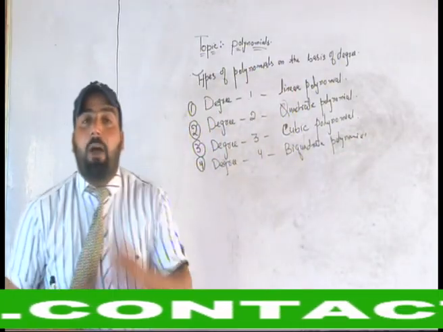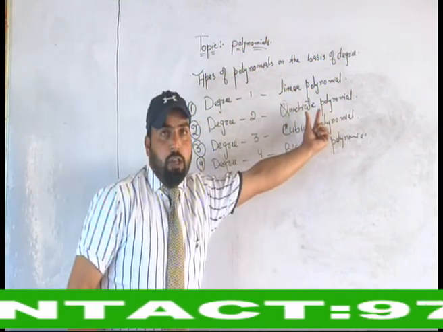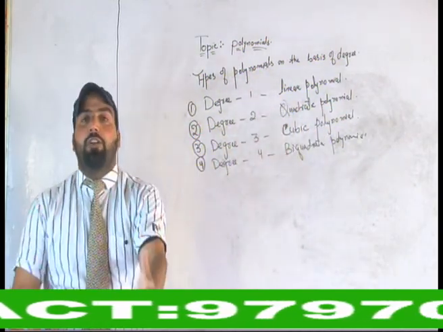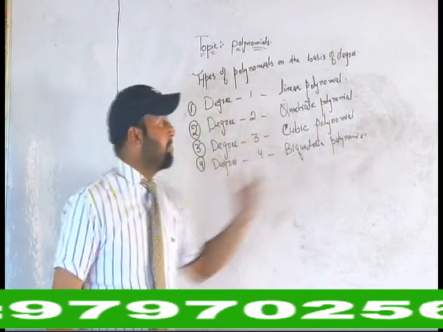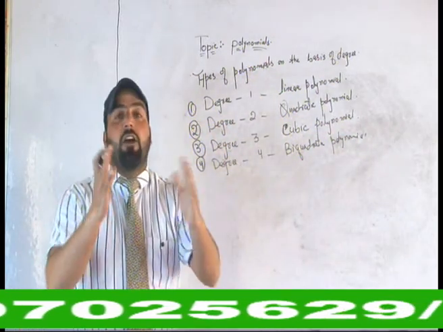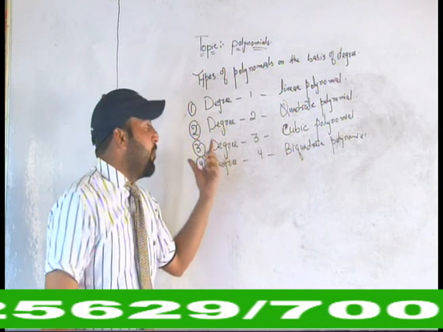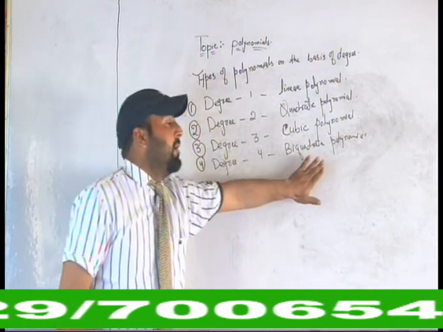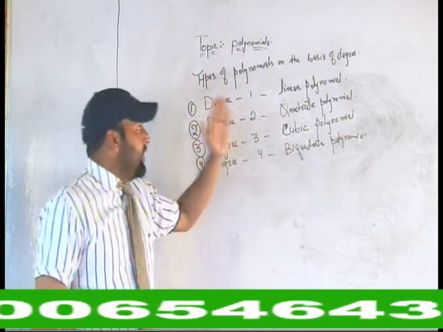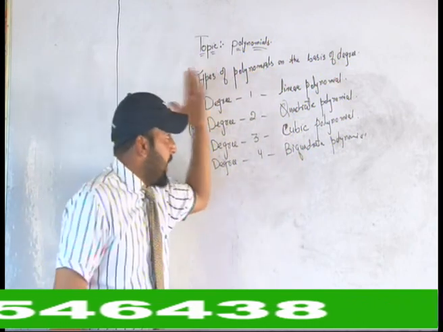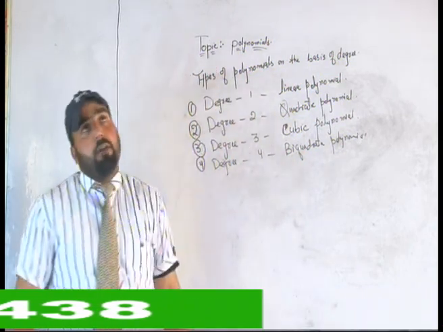So the polynomial of degree 1 is called a linear polynomial. The polynomial of degree 2 is called a quadratic polynomial. The polynomial of degree 3 is called a cubic polynomial. And the polynomial of degree 4 is called a biquadratic polynomial. These were the types of polynomial on the basis of degree.